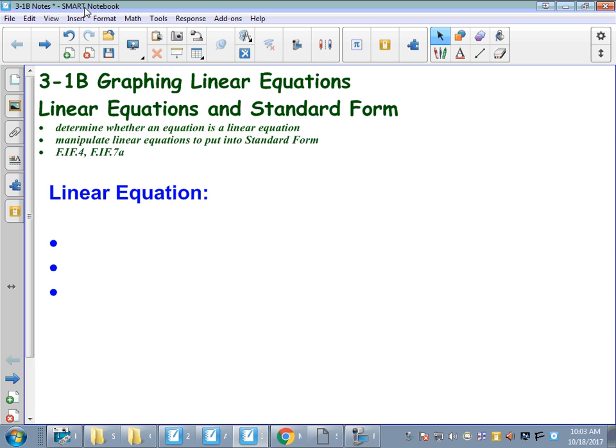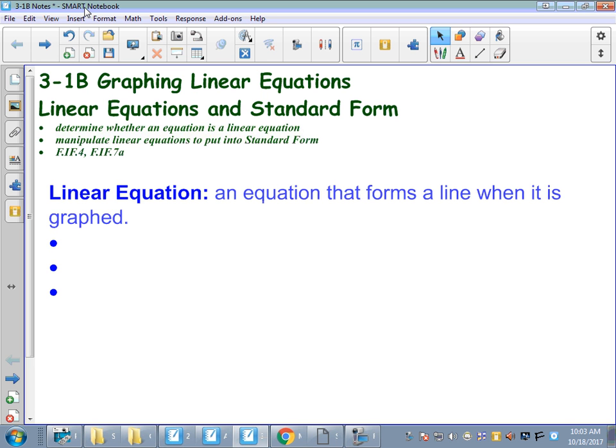So the first one we're going to talk about is what a linear equation is. A linear equation is an equation that forms a line when it is graphed. Makes sense. Linear has line in its name. You might think that those are the only type of equations there are, but there's a lot of other equations out there that do not graph lines. They graph more curved figures. So the first of which, the simplest, is linear equations.